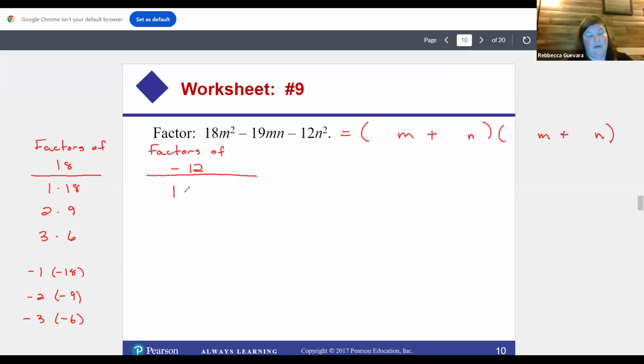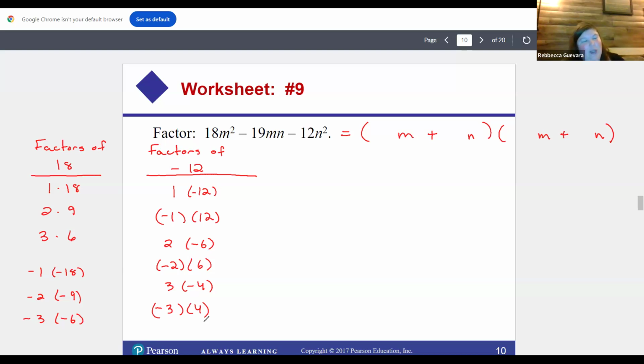And then 12, you have 1 and negative 12, because one of these has to be negative. Negative 1 and positive 12. You could have 2 and negative 6. You could have negative 2 and positive 6. You could have 3 and negative 4. You could have negative 3 and positive 4. You see, we have a big list of these once again. So you could guess and check your way through it if you wanted to.